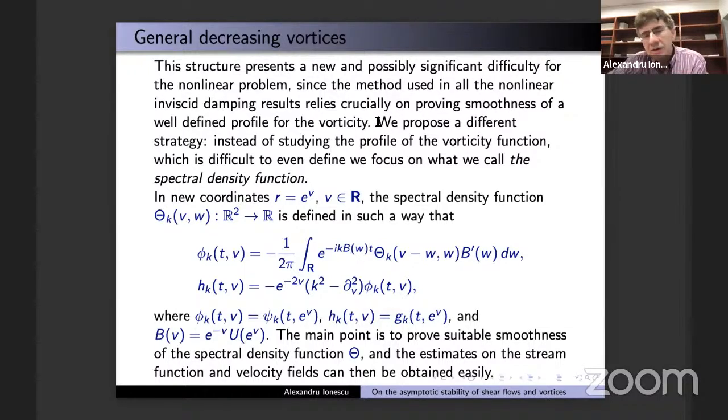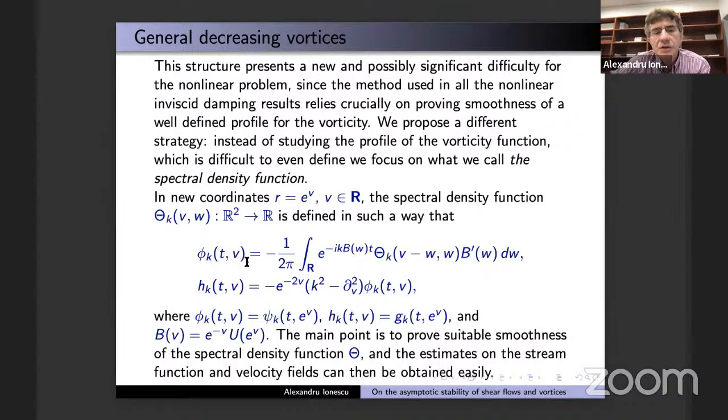Now what we did with Hao Jia is we propose a different strategy. Instead of looking at the profile of the vorticity, we look at a different function, what we call the spectral density function. And the spectral density function is obtained in the following way. It's a little bit easier to write everything at the level of the stream function, not at the level of the vorticity. So at the level of the stream function, it's almost like taking a certain renormalized Fourier transform in t of the stream function.